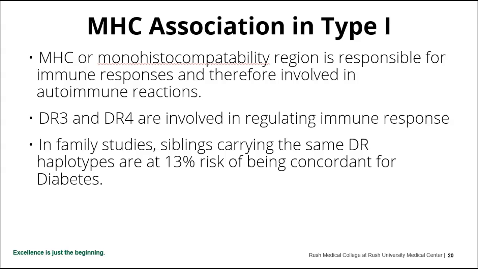So the major histocompatibility complex, or MHC, is responsible for the immune reactions in the autoimmune response. So DR3 and DR4 are involved in this immune response. And in family studies, siblings with the same DR haplotype have a 13% risk of being concordant for diabetes. So this is more our beginning of understanding what's going on here.